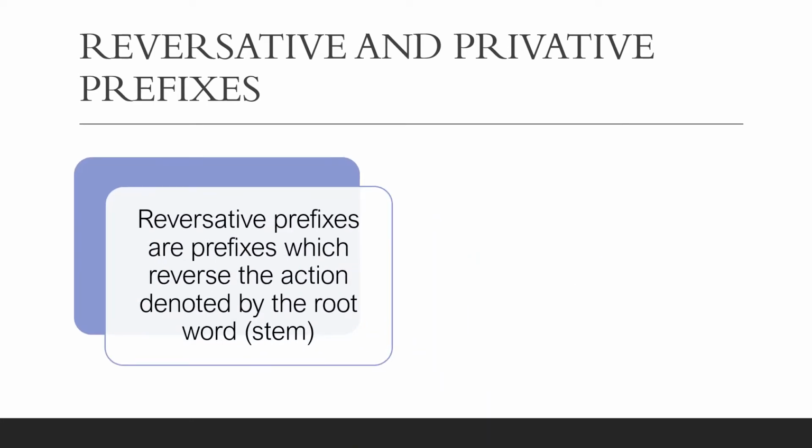The reversative prefixes means prefixes which reverse the action denoted by the root word. For example, the root word do will be reversative if you add a prefix of un to that, then it will become undo. It is just like reversing our root word of do.